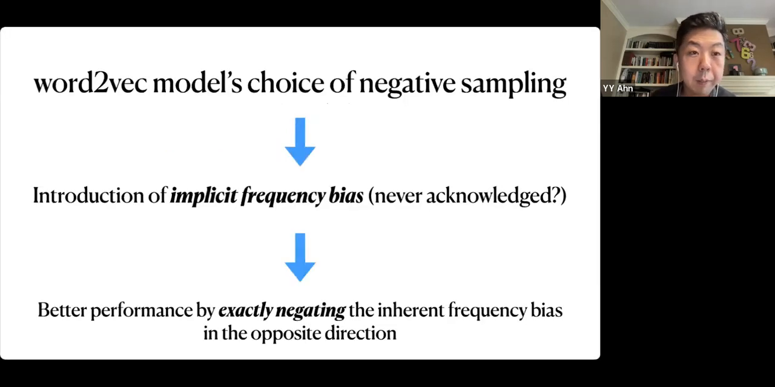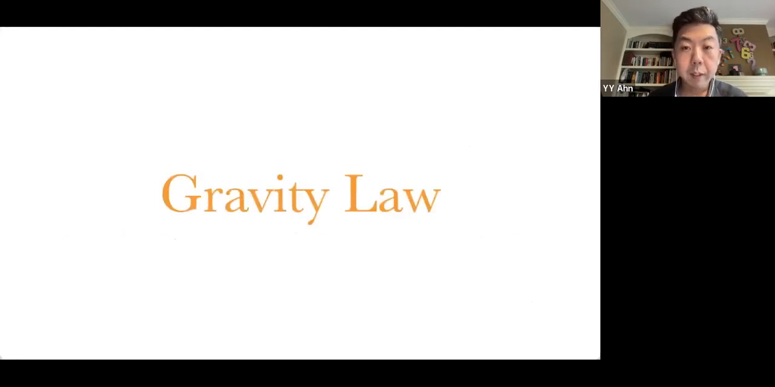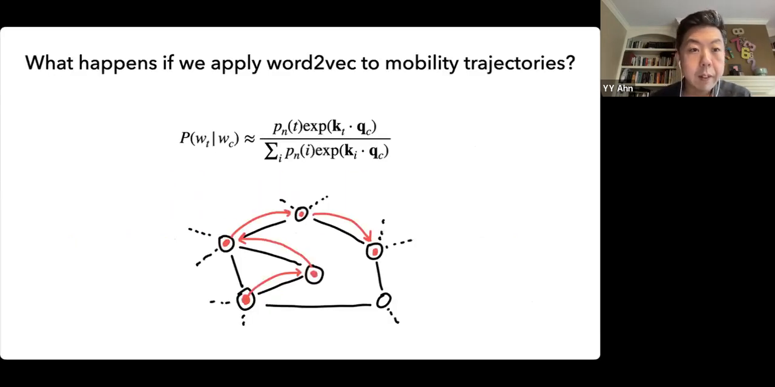Yeah, so I think word2vec's choice of negative sampling was kind of intentional. It was just a way to make it much more efficient and simpler, but that introduced implicit bias, and that produced better performance by negating inherent biases in the data. And there are two implications. One is gravity law, and the other one is a new way to remove bias from data. So the first one is gravity law.